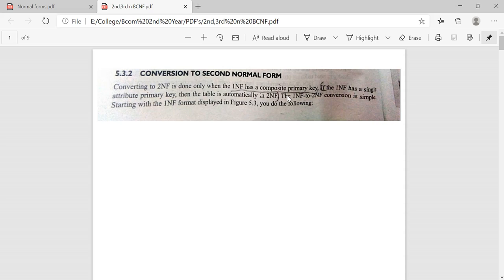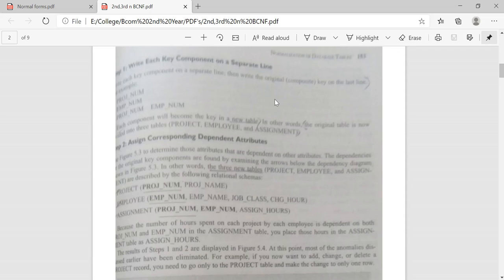కానీ ఇక్కడ when your primary key itself is having only single attribute, then no partial dependency, so automatically your table is in second normal form. So అలా లేనప్పుడు then only we will try to convert that table into second normal form. See, if the first normal form has a single attribute primary key, then the table is automatically in 2NF, I mean second normal form. So let's see how to convert a table if it has a composite primary key into a second normal form.